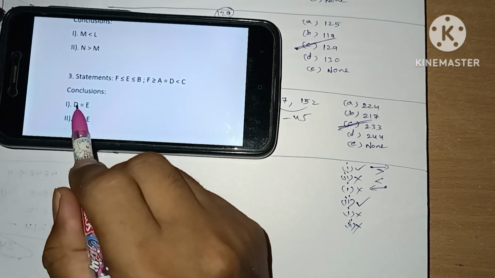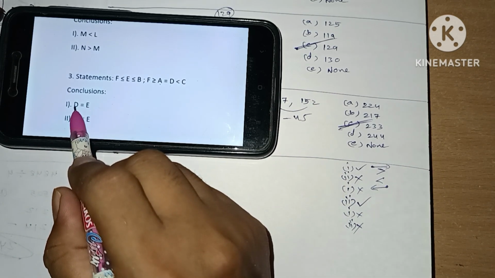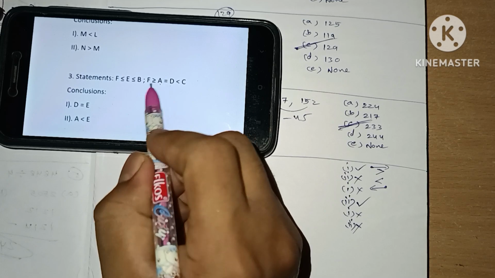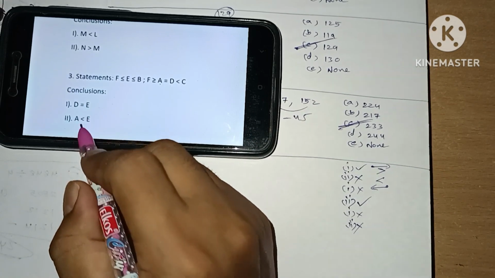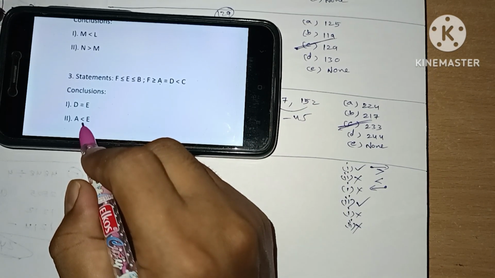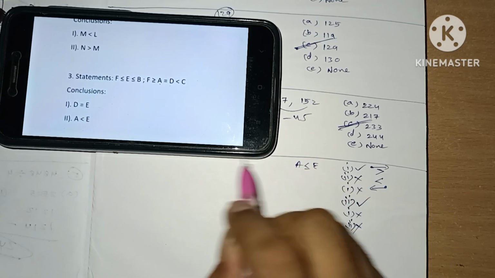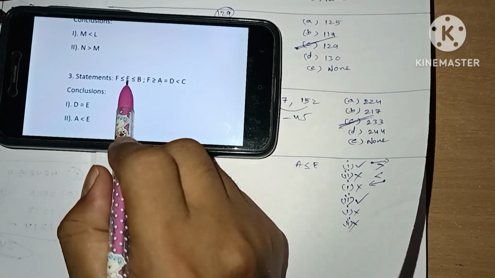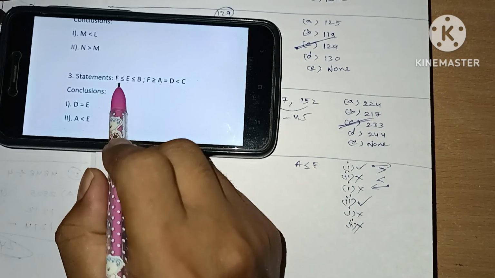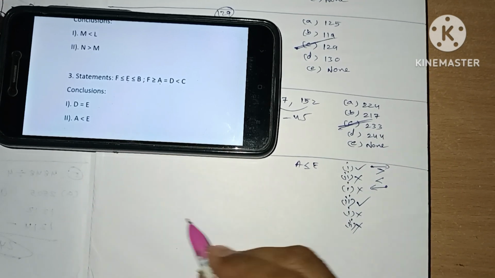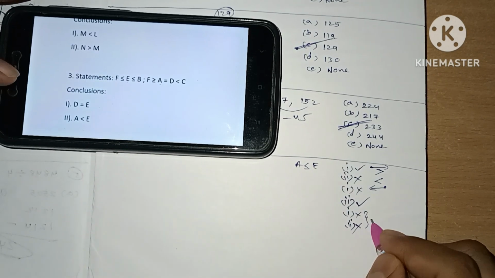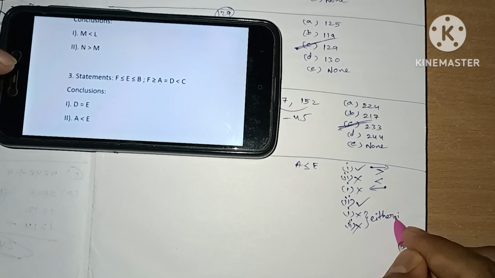But instead of D in the first conclusion, we can write it as A. So by combining those two, we get a sequence of A is lesser than or equal to E, and we see the same flow from here, E to F and F to A with equal to everywhere. So the answer for this third question is either 1 or 2.